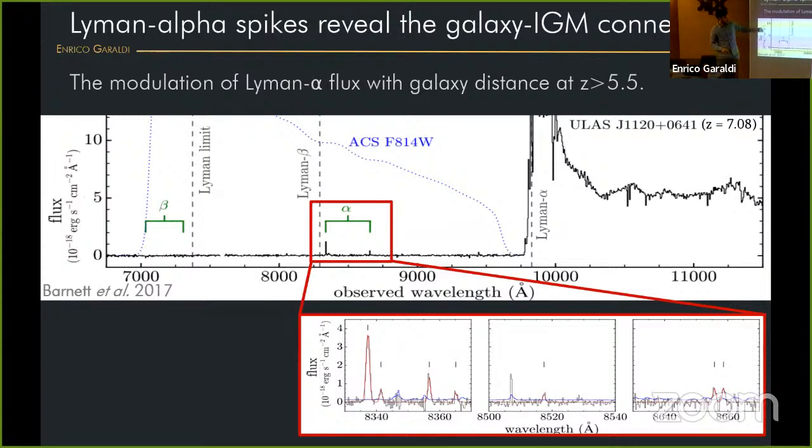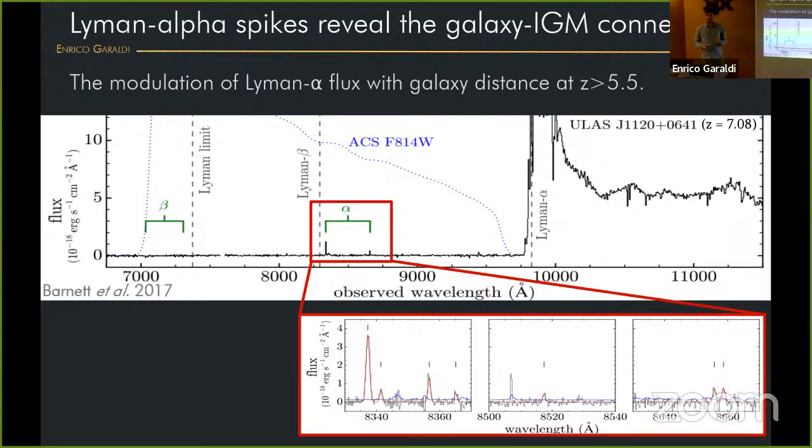But with new observations with higher spectral resolution, what we start to see are these small spikes, regions of transmitted flux in the high redshift universe. And because of the high oscillator strength of the Lyman-alpha line, we can say confidently that these are regions of very high ionization. These are the regions around the first sources of the reionization.